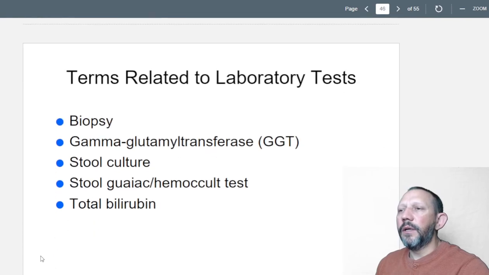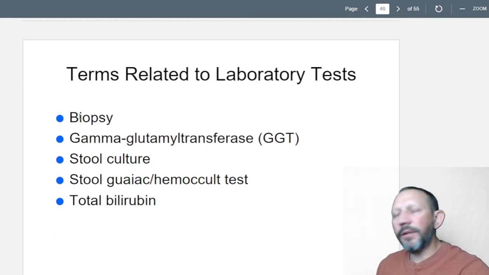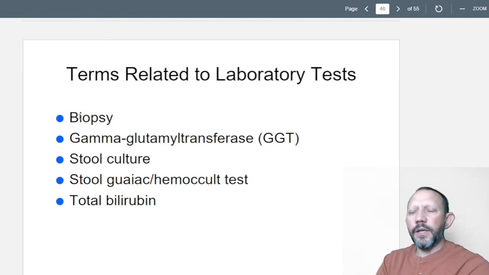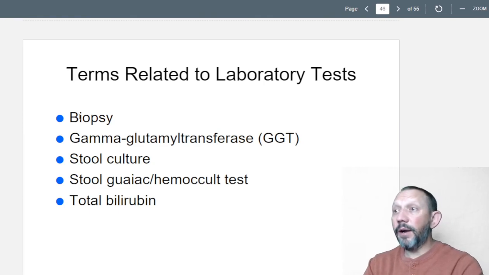Okay. Now, next one, laboratory test: biopsy. We get in there, we take a piece of it. They do that commonly with your endoscopies. They get in there with a little pincher and take a little piece, and then they send it to a lab and see what's going on there.